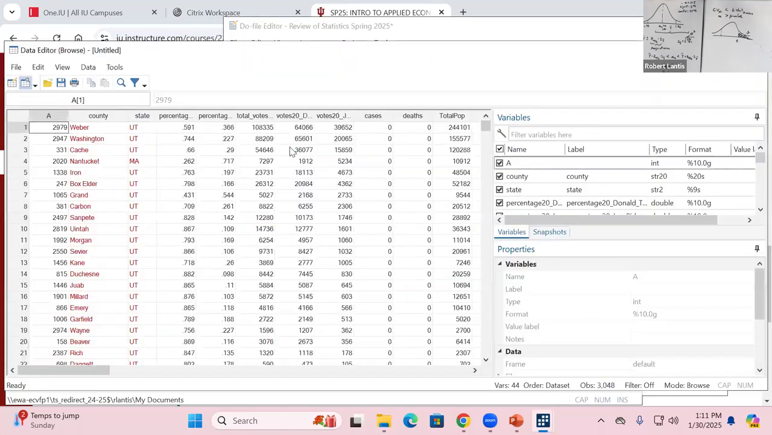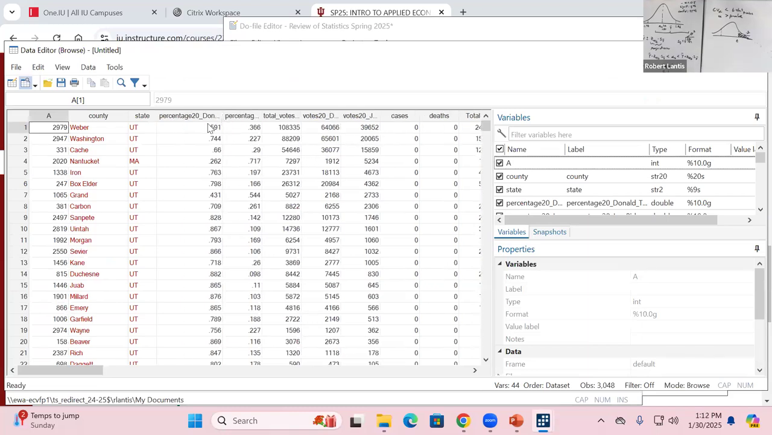Now, this data set has a bunch of different variables. There's a bunch of 2020 election data. Some of the variable names are kind of wrong. I forget where I downloaded this from, but it says percentage. Are these percentages? No, these are proportions, right? So you might have some weird things going on in your data set.